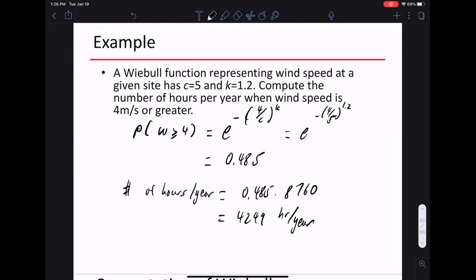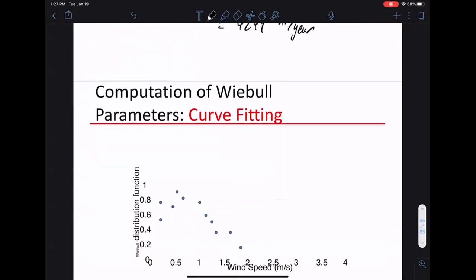So this is one example of how we use this kind of distribution, right? In engineering applications, knowing the scale and the shape parameters is often not what you're interested in at the end. At the end, what you're interested in is something like this: how often is the wind blowing, or for how many hours do I get above some threshold? These more interesting questions can be computed if you know the parameters that describe the distribution.